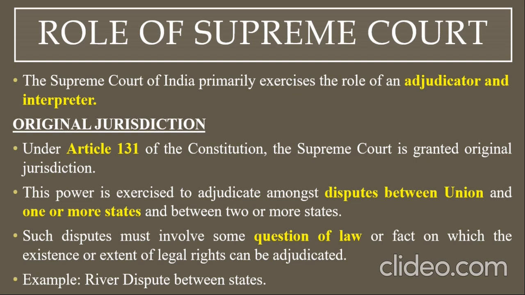And next, you can just see, such disputes must involve some question of law or fact on which legal rights can be adjudicated. For example, the river dispute between the states. Now you will be aware of the problem that's going on between Tamil Nadu and Karnataka for sharing of river water. So it is a problem between two states. Therefore, they can directly approach the Supreme Court. So this is what we mean by original jurisdiction.